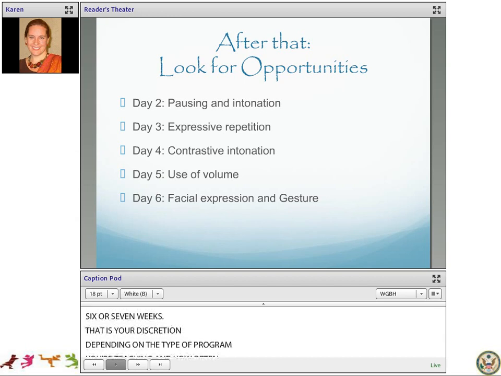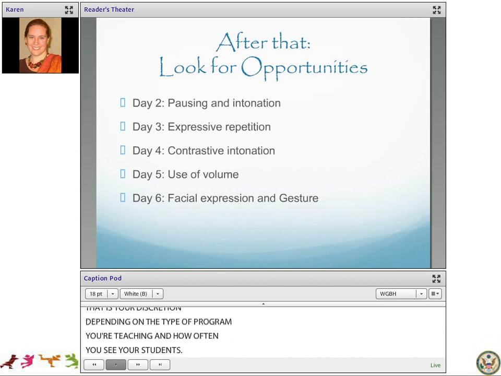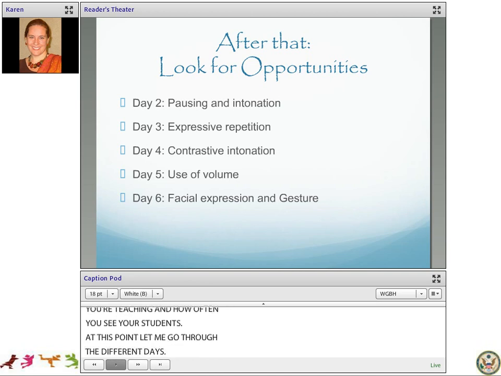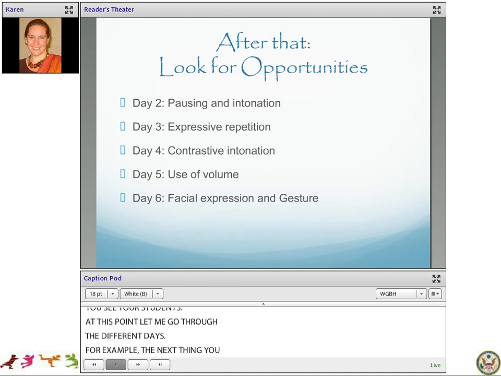For example, the next thing you might do after initial read-through of a script is to spend a short lesson on the value and the impact of pausing and intonation on a script. And I'm going to show you what that looks like. The next time you come back at it, you may visit it from the perspective of expressive repetition. A lot of the texts that we like to read aloud contain a certain amount of repetition. It's what makes them engaging. So we'll pay attention to repetition in the text I'm about to go to.